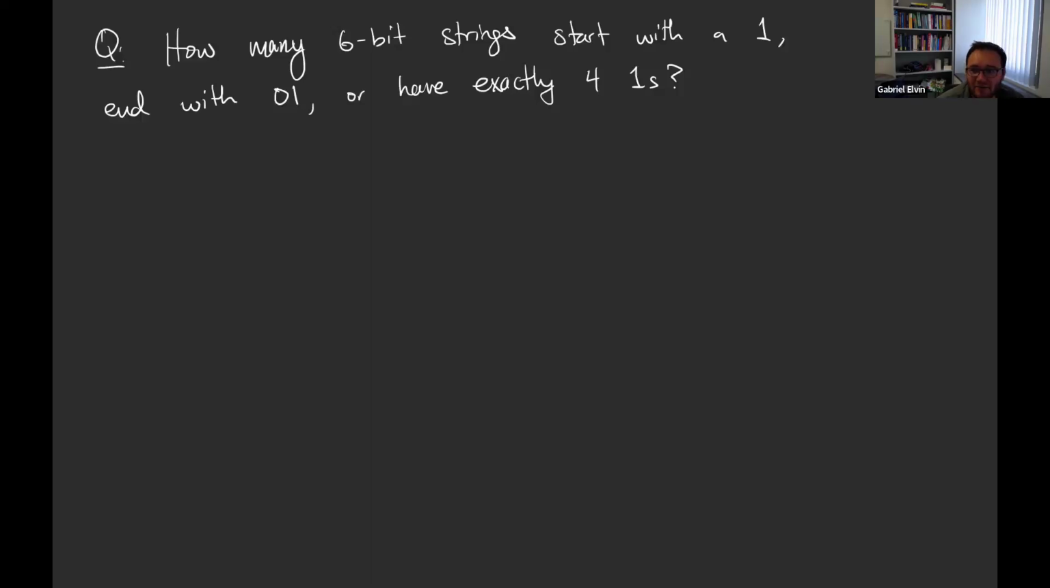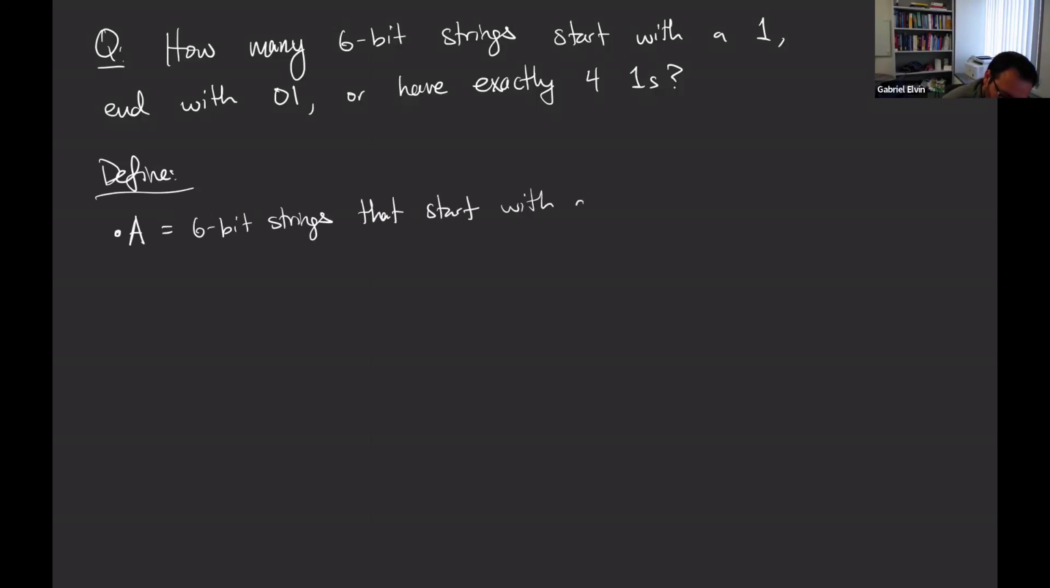But we're going to have more sets to work with. So let's define A to be the 6-bit strings that start with a 1. B is the 6-bit strings that end with 0, 1.